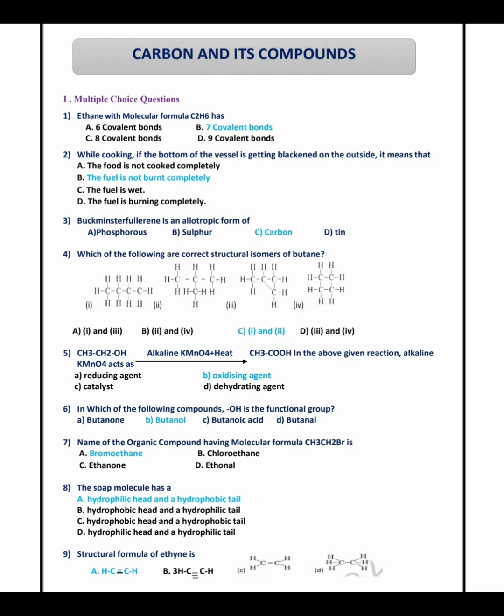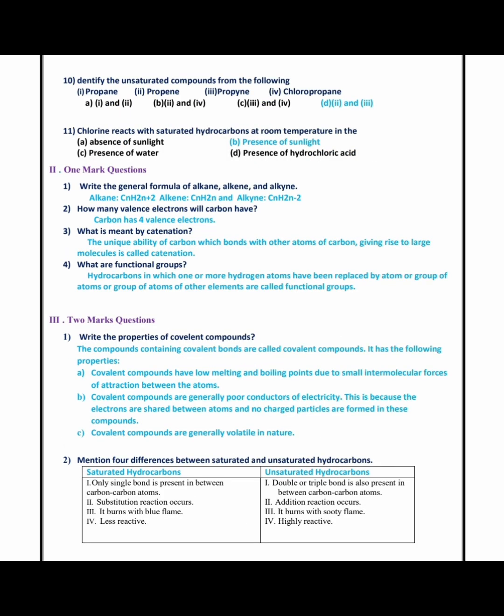Along with that, answers. One mark important questions: the general formula of alkane, alkene, alkyne. How many valence electrons does carbon have? What is meant by catenation? What are functional groups? Two marks questions. Write the properties of covalent compounds. Mention four differences between saturated and unsaturated hydrocarbons.